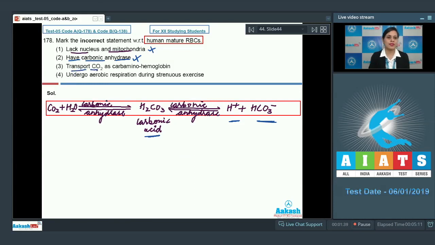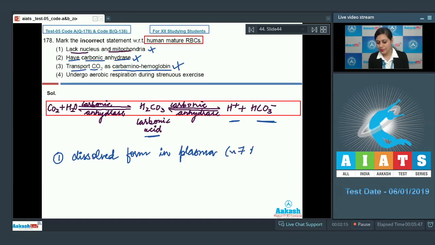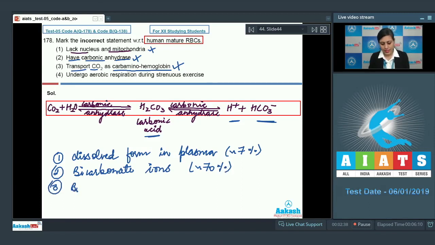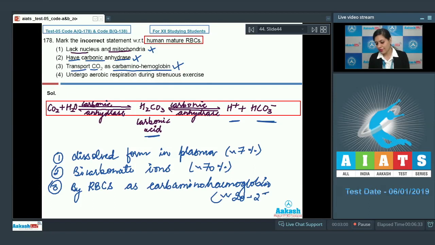The next statement given is transport CO2 as carbaminohemoglobin, and as it is also a correct statement, this is an incorrect option for our question, because we know that CO2 is transported in dissolved form in plasma, which is nearly about 7%, then as bicarbonate ions, which is nearly about 70%, and then by RBCs as carbaminohemoglobin, which is nearly about 20 to 25%. So this is a correct statement and cannot be a correct answer to our question.